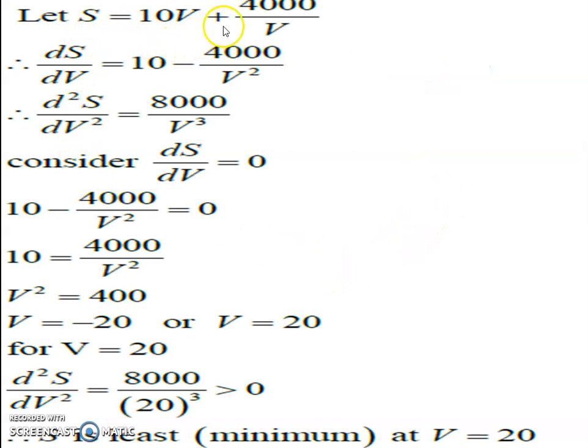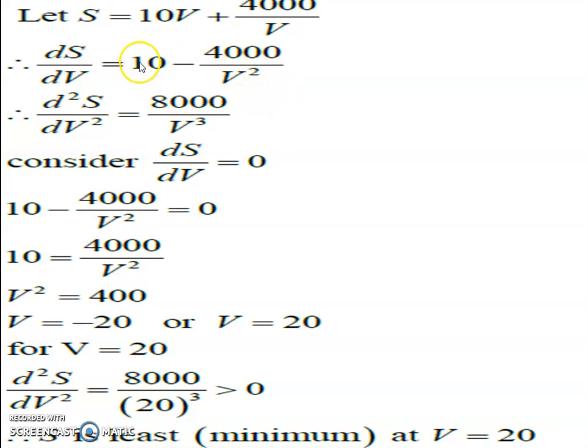S is equal to 10V plus 4000 by V. With respect to V, we take the derivative. Derivative of 1 upon x is minus 1 upon x square. That's why the derivative of 1 upon V is minus 1 upon V square.